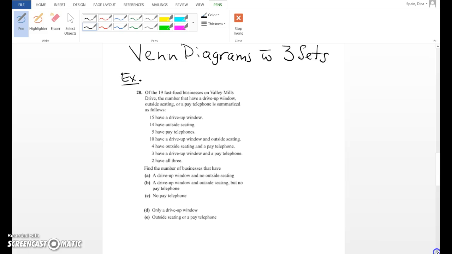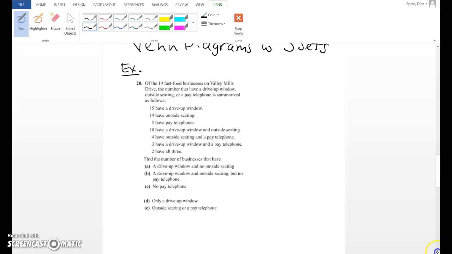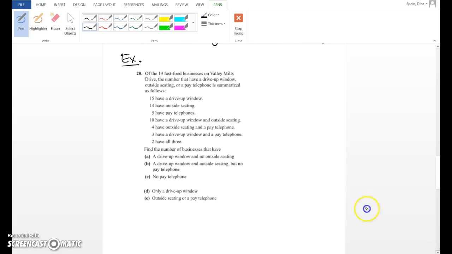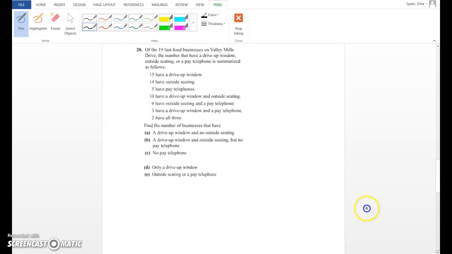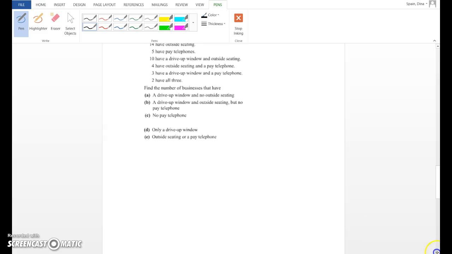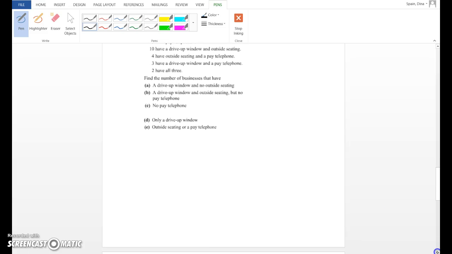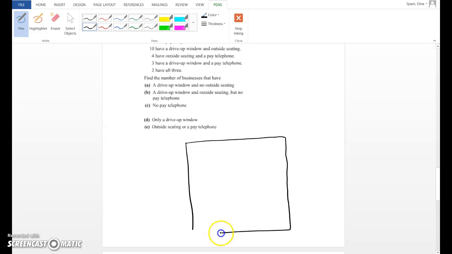But what we have to do to start with is actually draw this Venn diagram. We've got to draw it first, so I'll scroll down because I'm going to need some space. This is going to be a Venn diagram with 3 sets. So far we've done Venn diagrams with 2 sets. Now this one's going to have 3. So you want to make a big Venn diagram, and I need 3 overlapping sets.